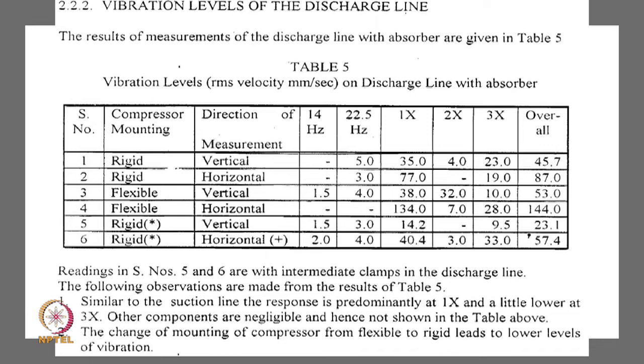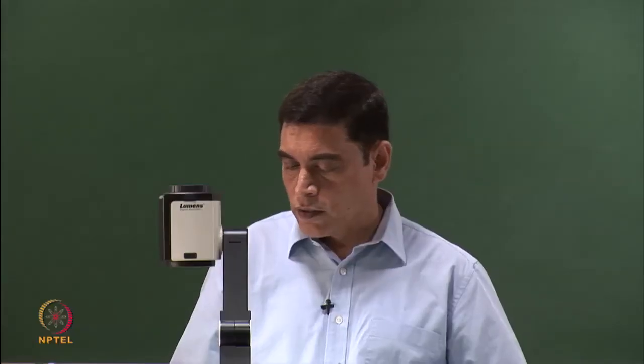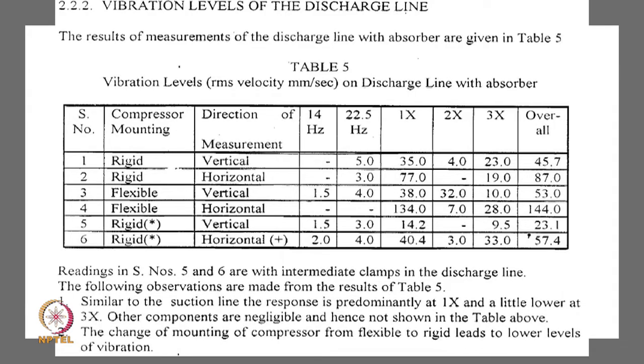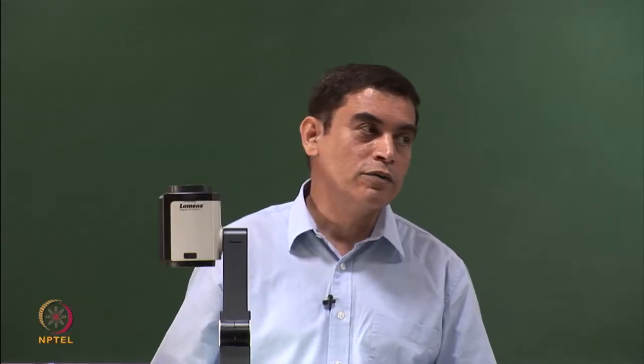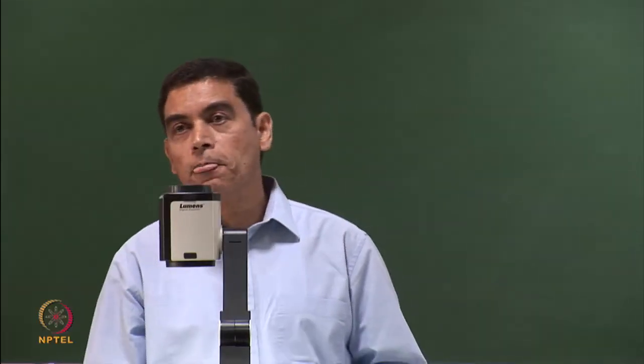And then we also can conclude here that change of compressor mounting leads to lower levels of vibration. So from flexible to rigid, when we look at the horizontal acceleration, it drops by almost 1/3, 144 to 57.4. So this built confidence that moving from flexible to rigid mounting of the compressor is going to cut down the displacement of the tube.